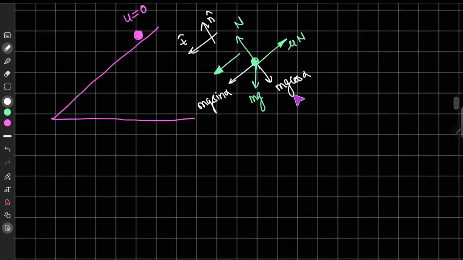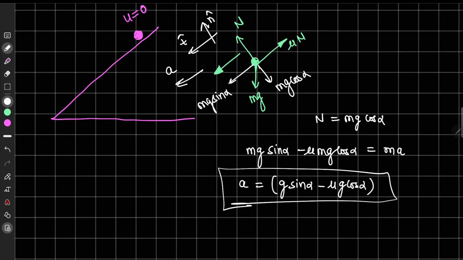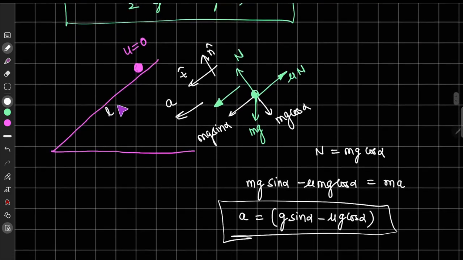Okay, so if we balance the equation in the normal direction, then we can write n is equal to mg cos alpha, and let us say the acceleration is in this direction, so we can write the net force along the tangential direction is equal to mass into acceleration. So we can write mg sin alpha minus mu times n, which is mg cos alpha, is equal to mass into acceleration. So from here we got acceleration is equal to g sin alpha minus mu g cos alpha, and it is taking the time of td, that is the time of descent while traveling the distance of L.